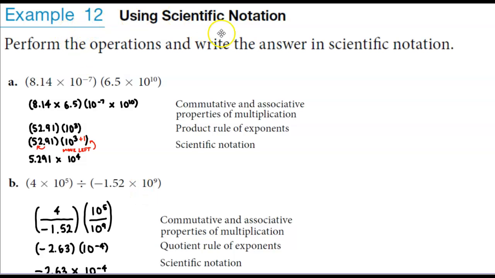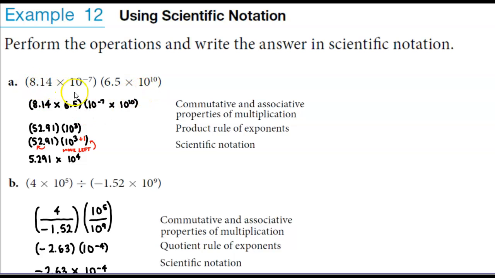Example 12 using scientific notation. We're going to perform the operations and write the answer in scientific notation. In this case, we're taking a scientific notation number and multiplying it by another scientific notation number. So we have 8.14 times 10 to the negative 7 times 6.5 times 10 to the 10th.